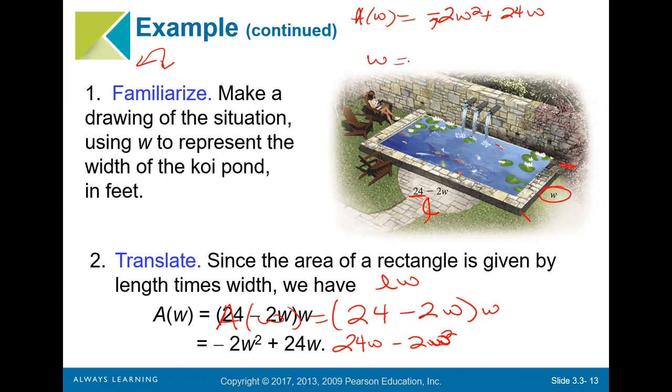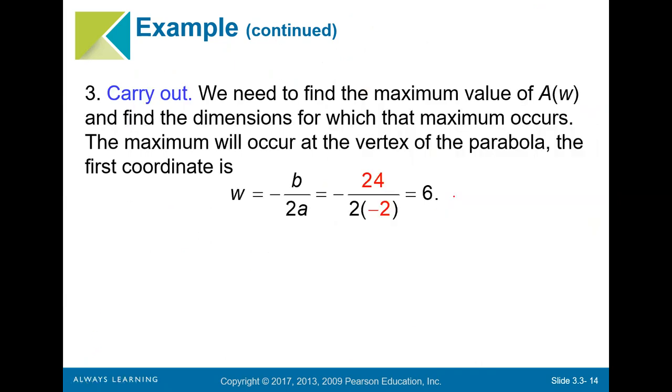All right. So now let's find it. Let's find W, and we're going to let W represent my x. So I get negative b over 2a, which is negative 24, over 2 times negative 2, which is negative 24 over negative 4, which is 6. So now that I know that, check.